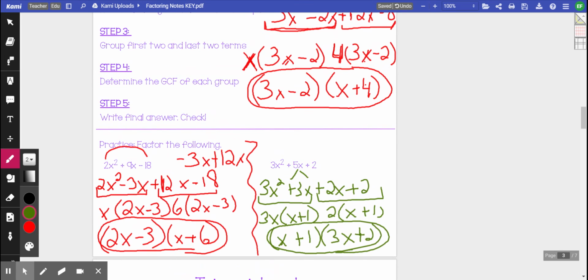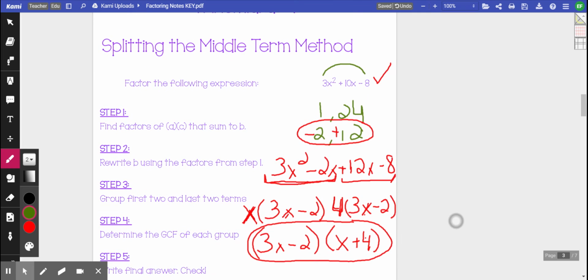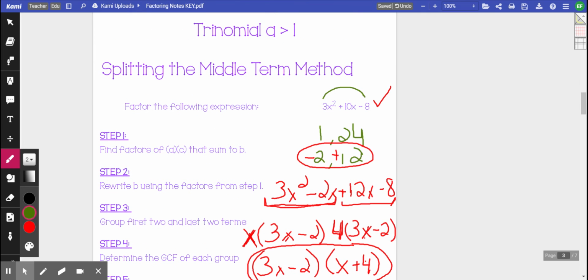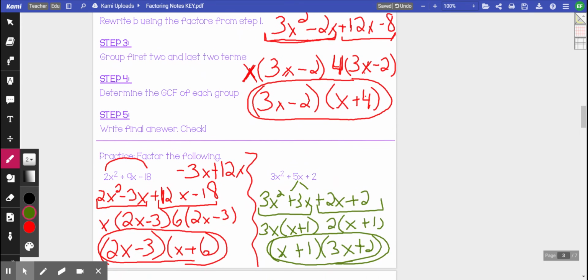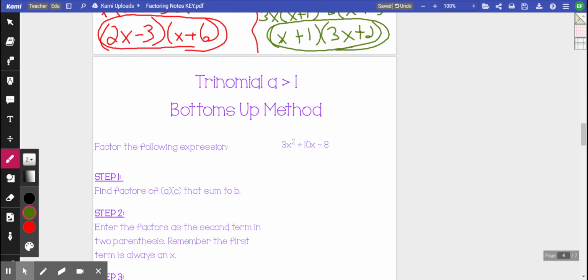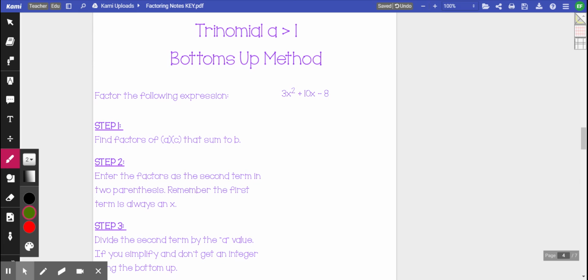So that's factoring a trinomial with an a greater than 1 using the splitting the middle term approach, right? We do have a second approach. If you didn't like that, if that's too many steps for you, try to look at this next approach and see if you like this any better. This approach I like to call bottoms up. So you'll notice that we have the same problems on this page that we did on the last page, so that way you can really compare apples to apples as far as how many steps it takes and if you really like this any better.